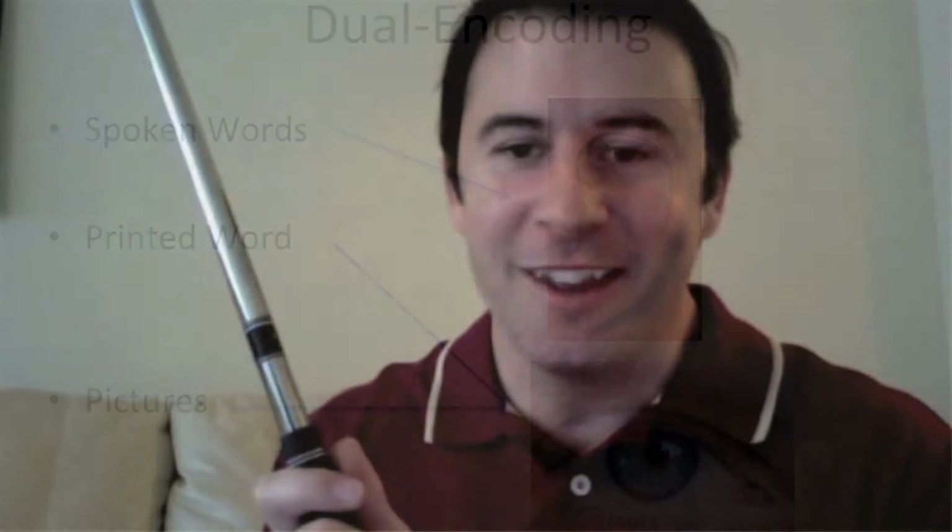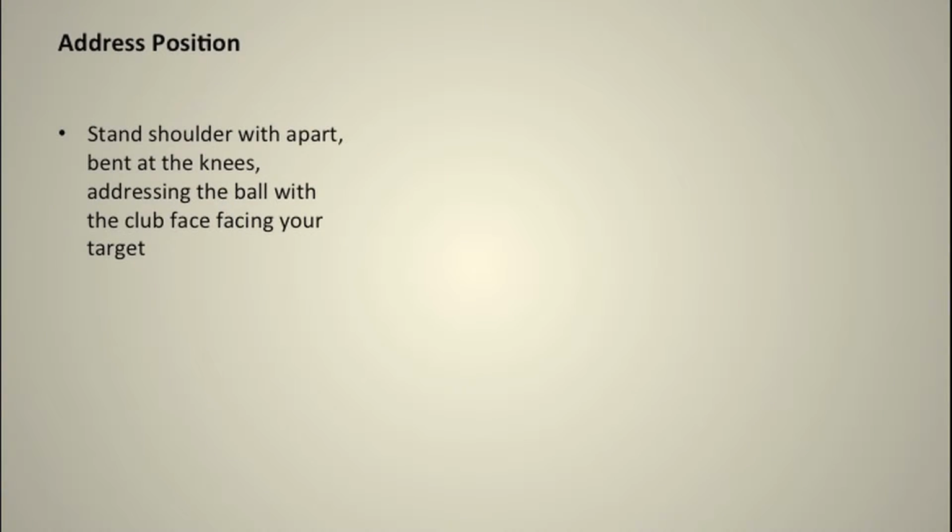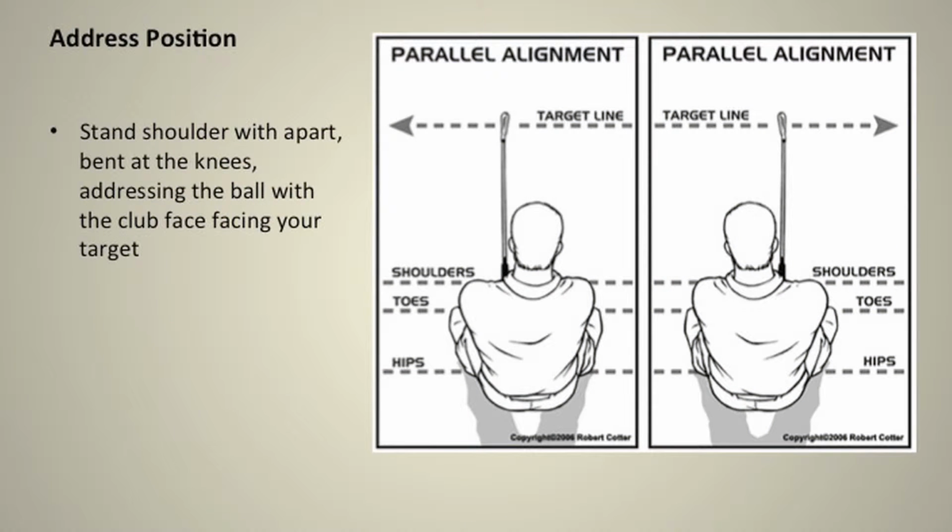Now let's utilize the mechanics of the golf swing to grasp a better understanding of the multimedia principle. This is information on the proper mechanics of the address position. This can be a little overwhelming to process alone with just the written word. Let's add a picture. Much better. Is it starting to make sense?